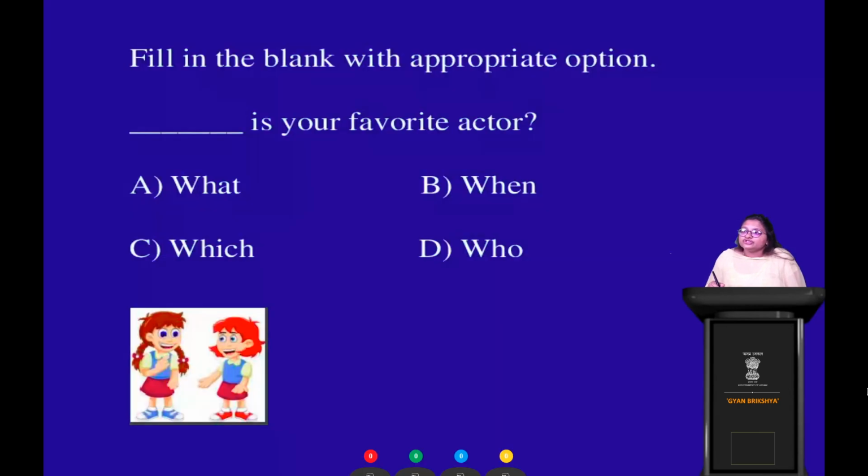Okay, now let's take up this particular question. Fill in the blank with the appropriate option, right? Dash is your favorite actor. This is the question in front of you, and there are four options: A, what? B, when? C, which? Or D, who? So dash is your favorite actor. The four options are given to you.